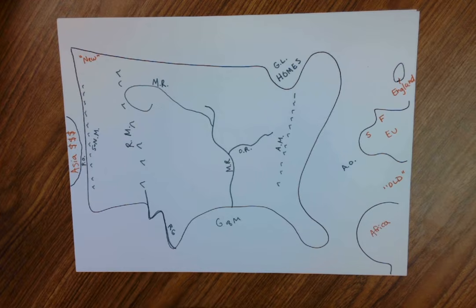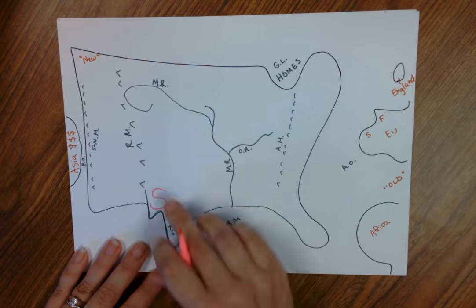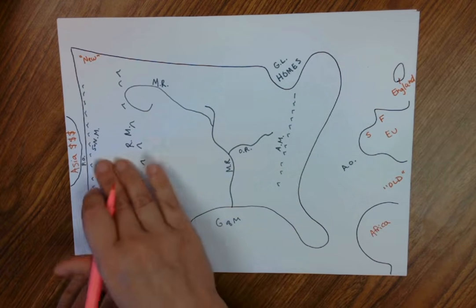First thing we're going to label is our explorers, our exploration for historical geography. And I am, of course, going to start with my Spanish. My Spanish come to the south, and they go to the south. They go down into Mexico, Central America, and South America, and they go west.